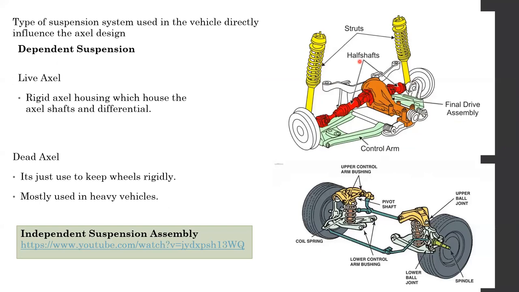Once we go to the independent suspension, you don't have a direct connection. There's no rigid connection between the left and right wheel. As you can see in the top image and the bottom image, they're not directly connected with each other. In the front image, you can see a final drive assembly, which is also known as the differential housing, right? The differential housing is fixed at one single point to the vehicle undercarriage or chassis with bolts.